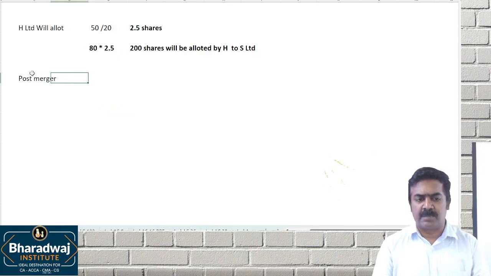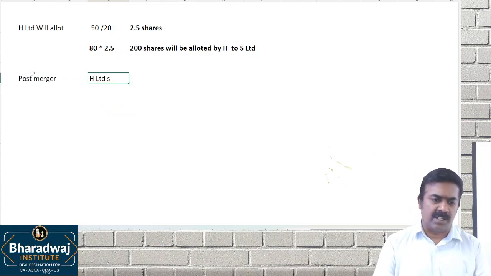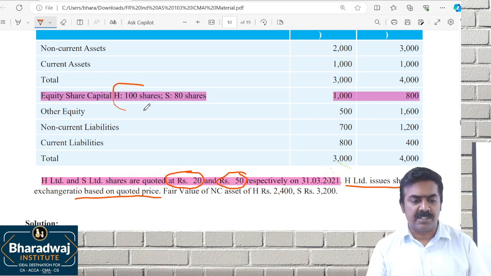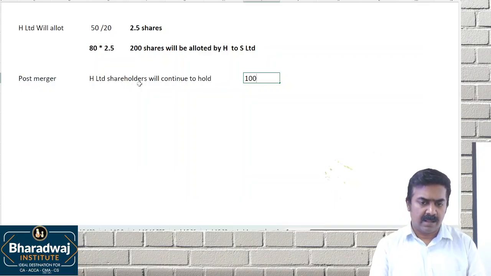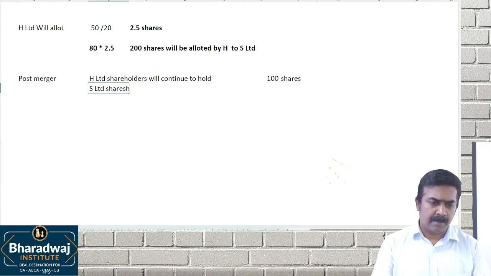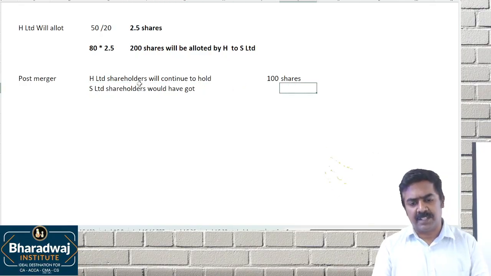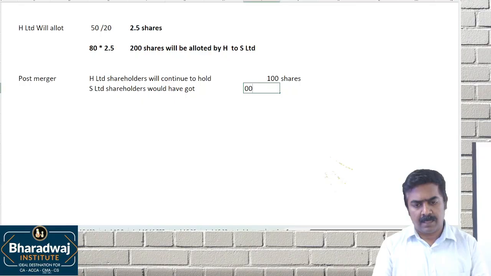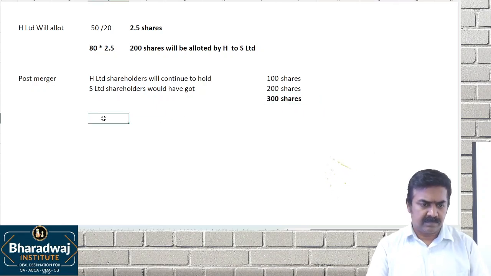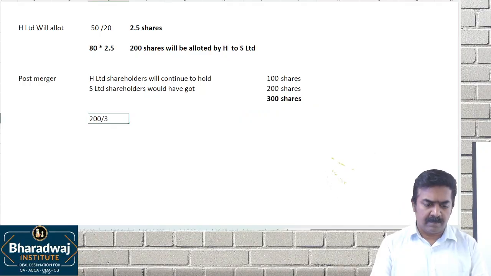Post-merger, H Limited shareholders will continue to hold how many shares? How many shares are there in H? 100 shares. And S Limited shareholders would have got 200 shares. So out of total how much? 300 shares. 200 out of 300.